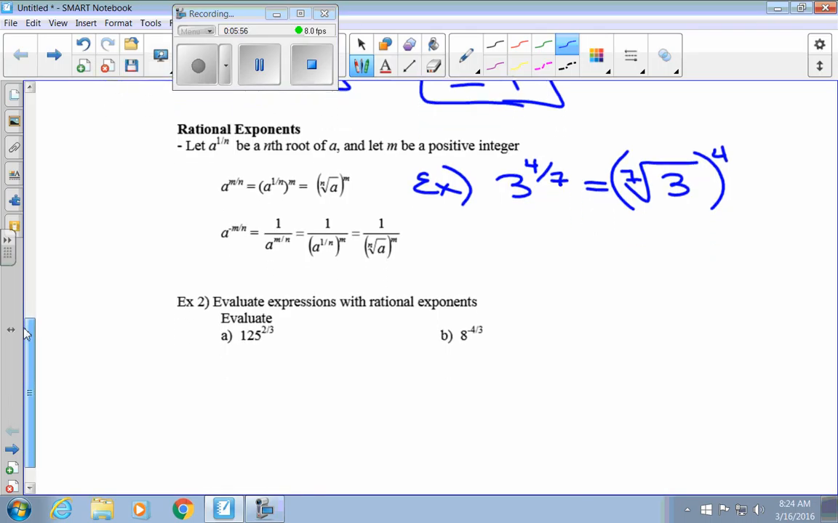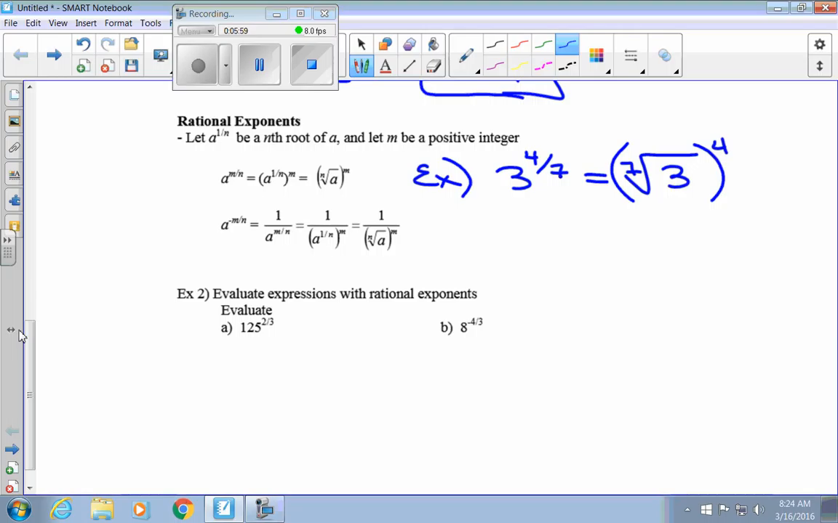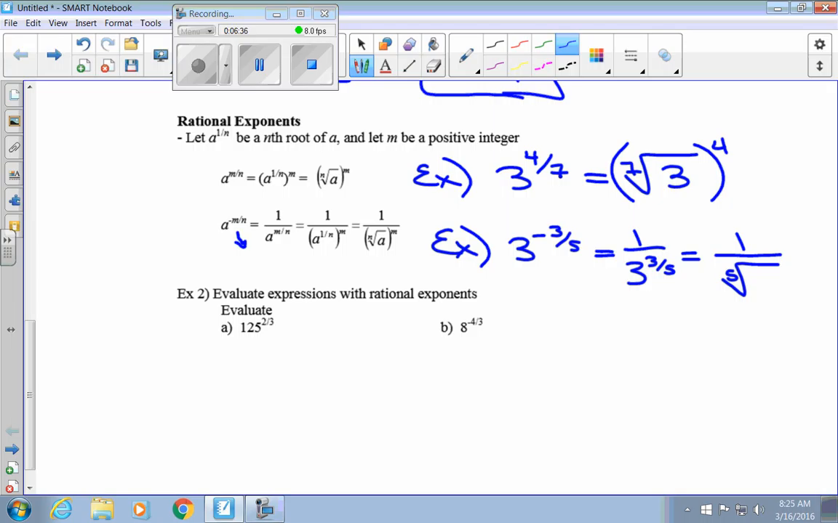And likewise, if we go down to the next one, it says a to the negative m over n. Now we also remember you cannot have a negative exponent, so that's why we take this to the bottom. We move this to the bottom, we get 1 over a to the m, and then it's exactly the same. So if we have, let's say, 3 to the negative 3/5, well, that's going to be 1 over 3 to the 3/5, which is 1 over the 5th root. Remember, our denominator is our index number, 3 to the 3rd power.